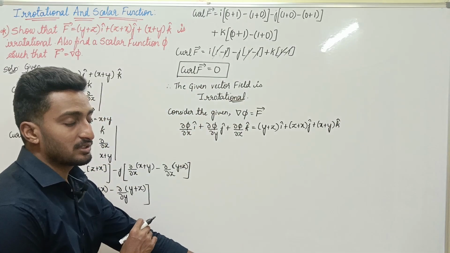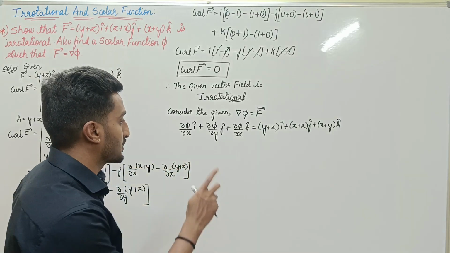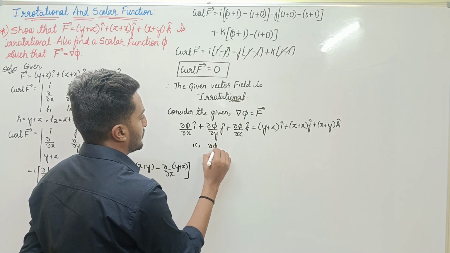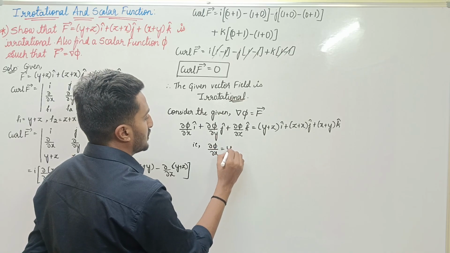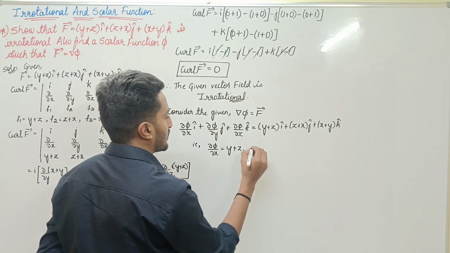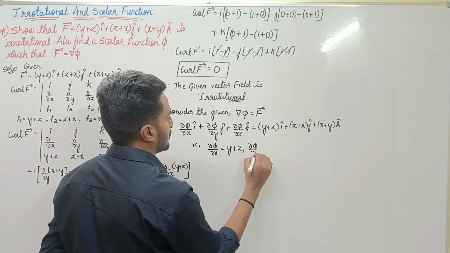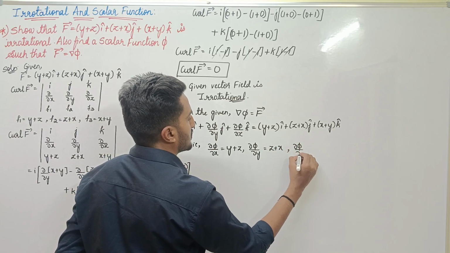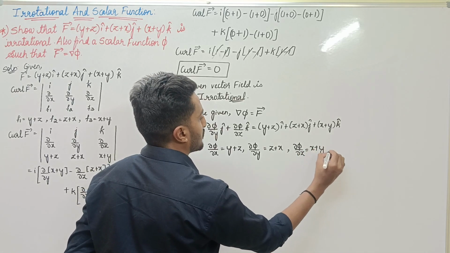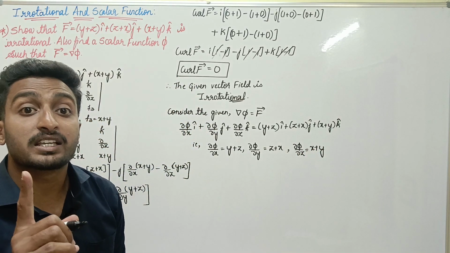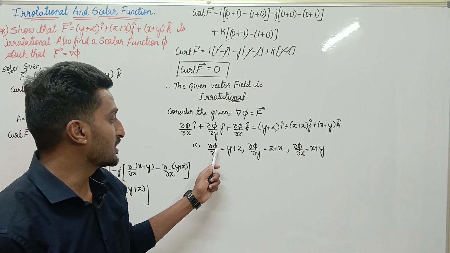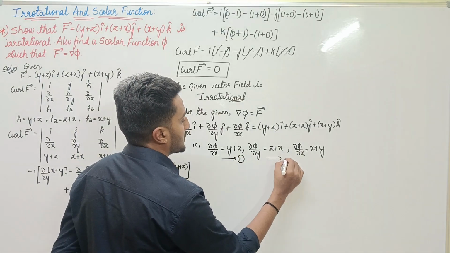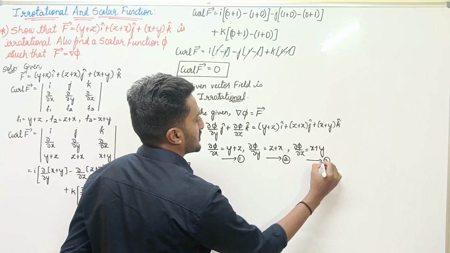Now, separating the terms with respect to the given directions i j k: del phi by del x equals y plus z, del phi by del y equals z plus x, del phi by del z equals x plus y. Now I just need the scalar function, that is phi. I am going to represent these as equation 1, equation 2 and equation 3.